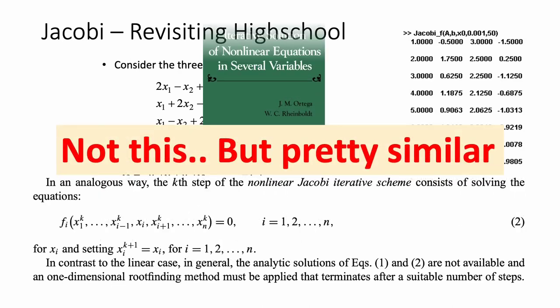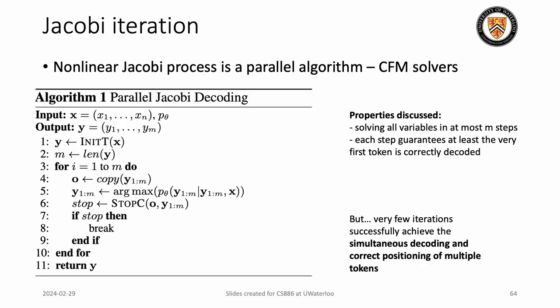But this is for linear systems, and the only reference I could find for doing this for nonlinear equations was this particular book. They essentially say that you can apply the linear method to the nonlinear system and it works the same way. One property of this computation is that with every step you solve one of the variables, and with m steps you can solve the entire equation. But that is essentially the same as decoding autoregressively, because if you had to take m steps, it is the same as doing it sequentially. But in this case, you're solving a system of equations to get there. That's the difference in Jacobi iteration. And this is the algorithm from that book about how you do parallelized nonlinear Jacobi iteration.